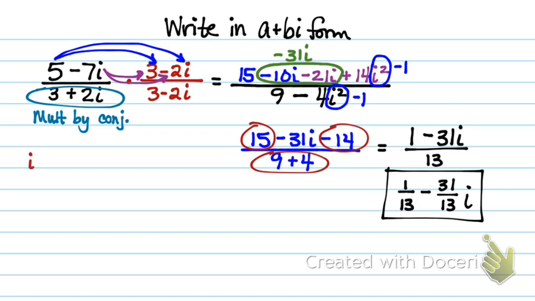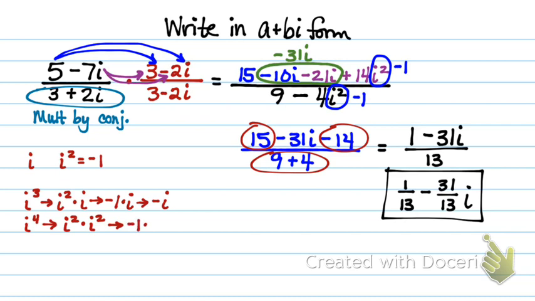So we have i. i is the same thing as the square root of negative 1, but this is the simplest form of that. i squared is always going to be equal to what? Negative 1. i to the third power, well, that's i squared times i, and i squared is negative 1. So i to the third power would be negative i. i to the fourth power, that's i squared times i squared. So negative 1 times negative 1, which would just give me what? 1.